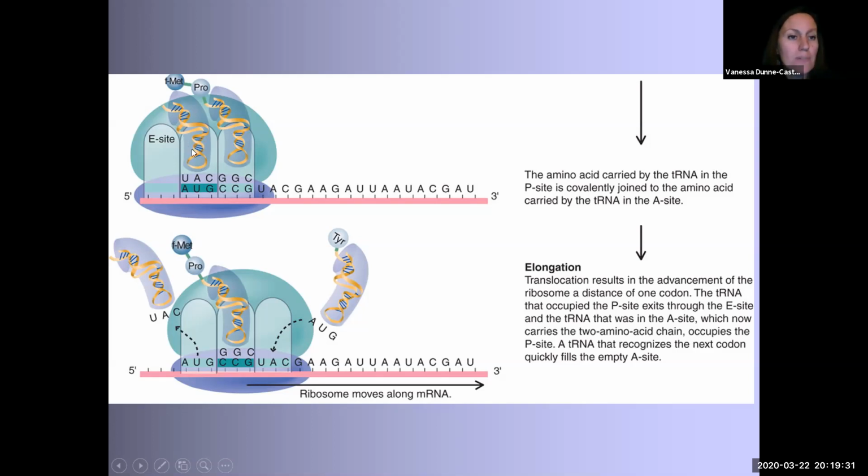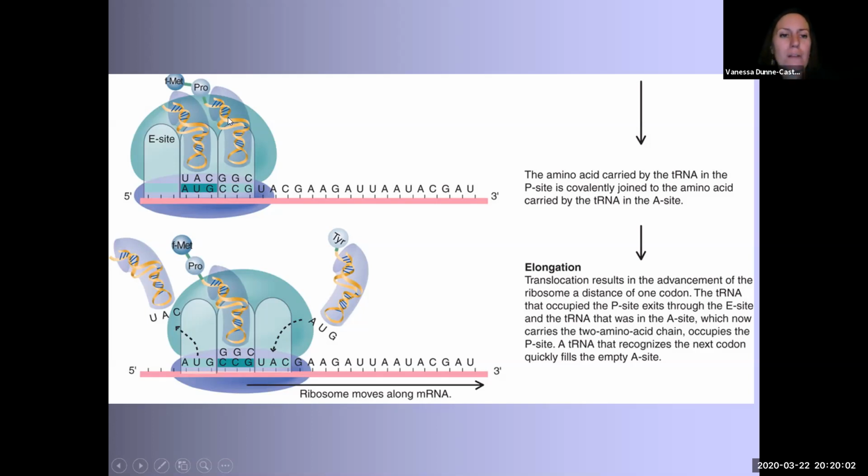This transfer molecule is essentially empty and needs to go pick up a new amino acid. So this whole ribosome itself will translocate, or shift down one codon. Here's the next codon, UAC. So you'll see that when this whole ribosome moves along the mRNA, now that UAC site sits in that A site, and this empty transfer molecule will exit through this E site. So once that ribosome shifts down, that E site kicks out that transfer molecule.